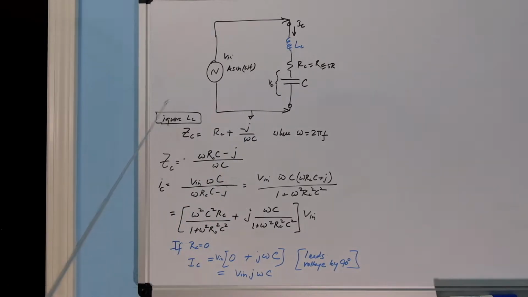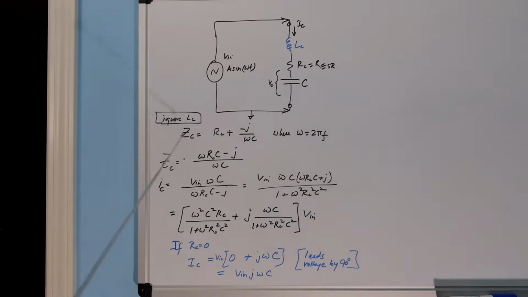Now the impedance, if we ignore the L for the moment, because that's a much smaller component and doesn't play a huge role at low frequencies, we can then say that ZC, or the impedance, is equal to RC plus minus j over omega C, where omega is equal to 2 pi f, where f is the frequency of the sinusoidal signal. ZC then can be rewritten as omega RC C minus j over omega C.